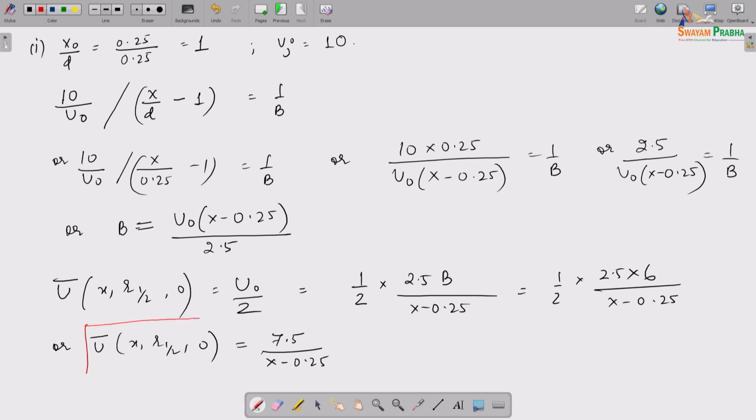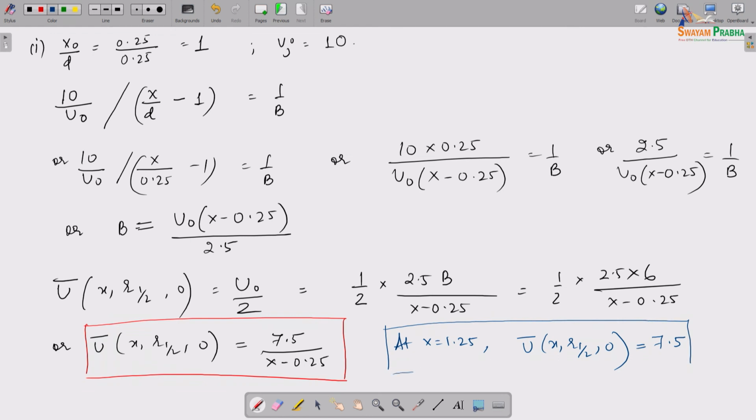Okay. So, we can actually calculate the mean values at the r half in this way, and then at x is equal to say 1.25, u mean x r half 0 is equal to 7.5. That's interesting. So, I can actually calculate the u mean at these values.